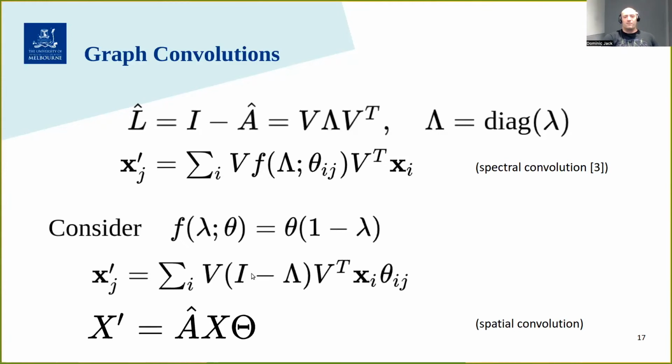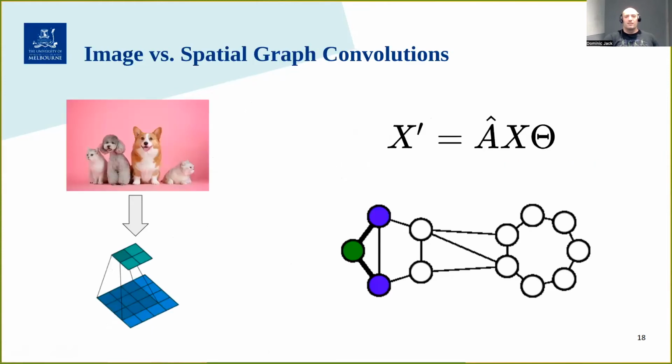And this V, I minus lambda V transpose, turns out to be just our normalized adjacency matrix. We can also get rid of the summation over I and just write that in matrix form rather than vector form. And we end up with our expression down here. Now this is what we normally call spatial convolution, and the reason for that is on the next slide.